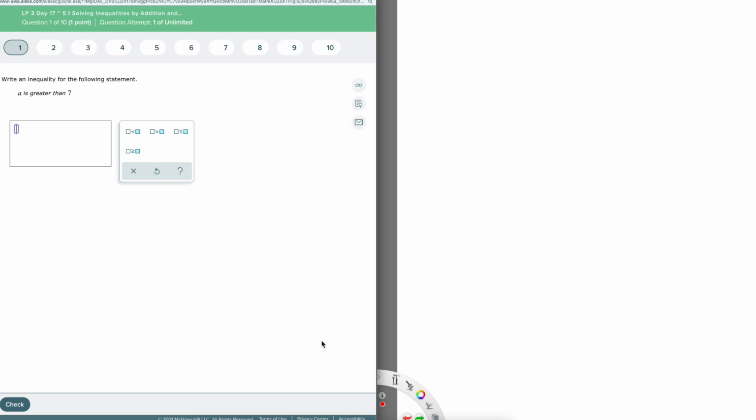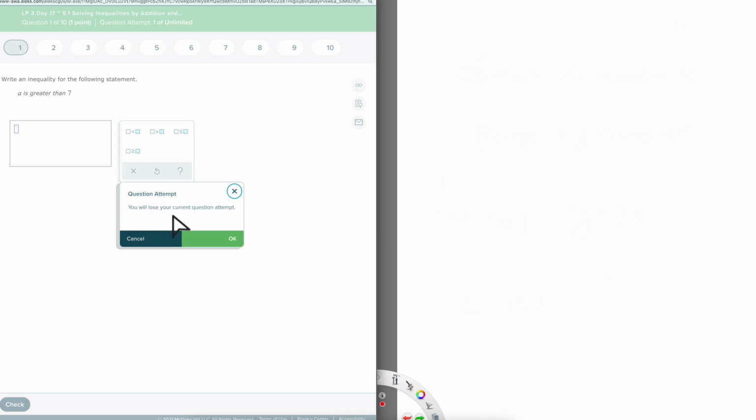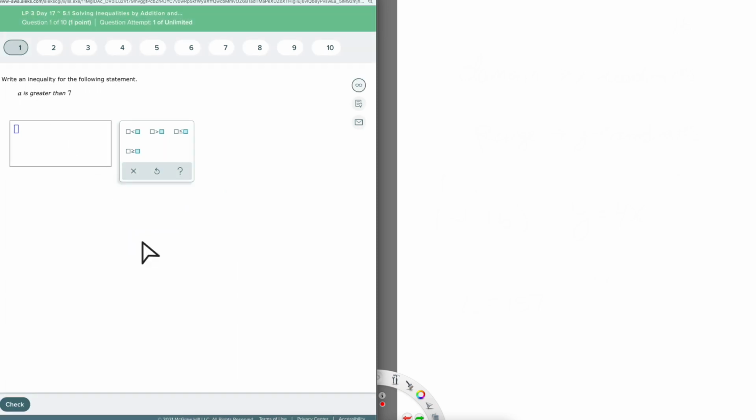And on the side here, there's always these 3 tools. Sometimes there's also a calculator above. But we have explanation. It's telling me I'm going to lose my current question attempt because it's quite literally going to give me the solution to this question. So it's not going to give you the solution or the answer and then let you come type it in. But it's a very cool resource because sometimes you're stuck on just a specific problem, not the entire problem type. So you can see a solution to that one and then come back in and try again on another attempt.